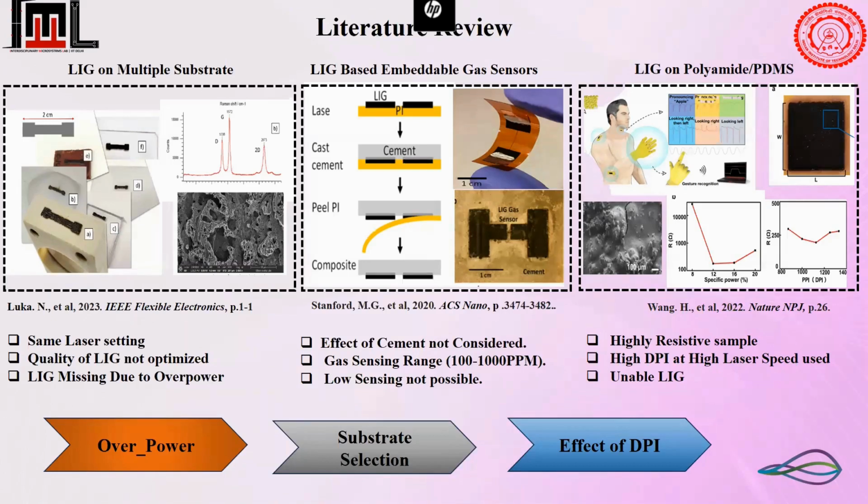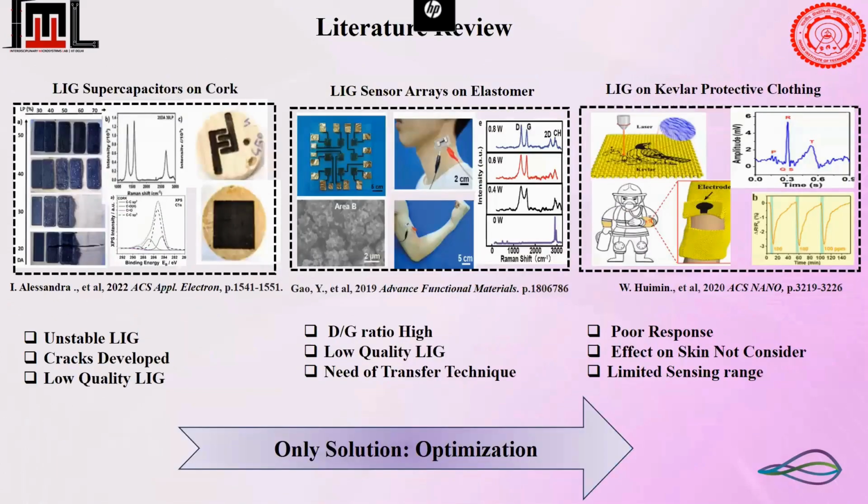And in another work, they use some natural materials, like cork. But again, you can see the overpower use here. You have an unstable graphene. And similarly, they have created graphene on Kevlar. Kevlar has a high carbon content, and it's also used for graphene creation. But the problem here is that a poor response will always exist because the effect of skin is not being considered.